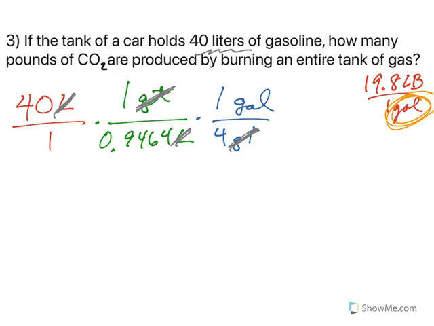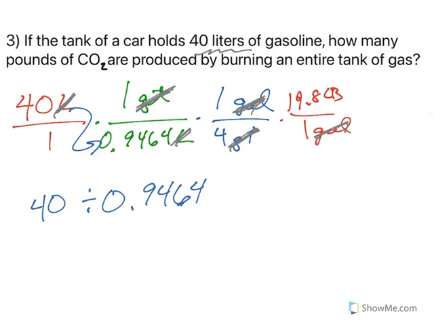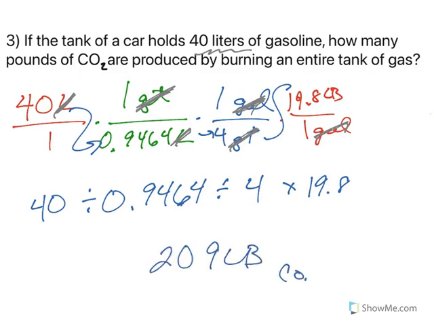So now that I'm in gallons, now I can put the 19.8 pounds over 1 gallon. So that makes the gallons go away. And I'm in pounds the way I want to. So now we have numbers in the numerator and the denominator. So I'm going to start with numerator divided by, right? Because if it's in the bottom, we divide. And you can just type it into your calculator just like this. Still in the bottom, so still dividing by 4. We're back to the top, so we multiply by 19.8. So 40 divided by 0.9464 divided by 4 times 19.8 gives me 209 pounds of CO2.